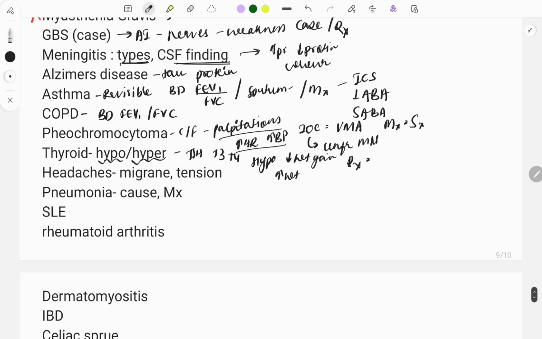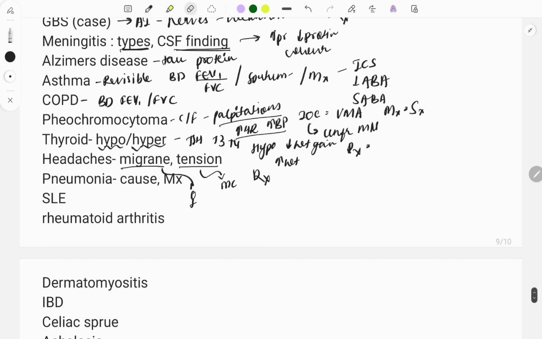On to the headaches. So you need to know the types of the headache, like the migraine, the tension, the cluster headache, and their presentation. Like the migraine is more common in the females, and tension headache is the overall most common. Along with that, you need to know the treatment for which kind of headache, what treatment we will use.